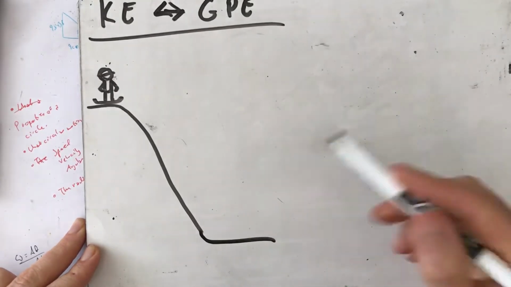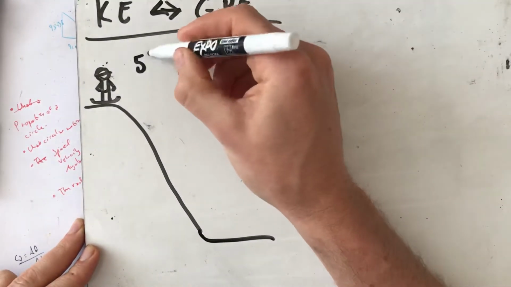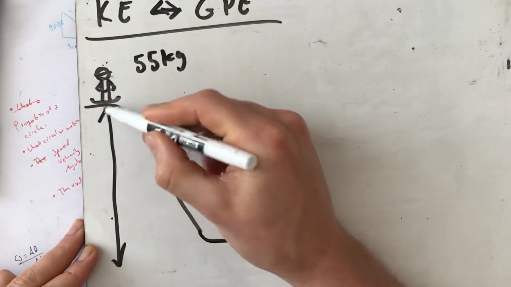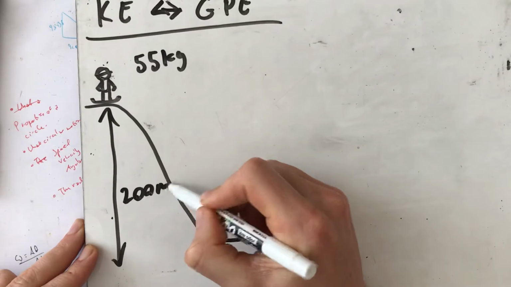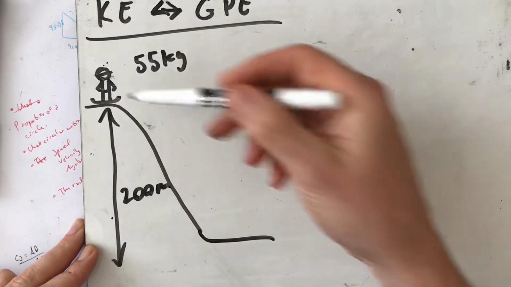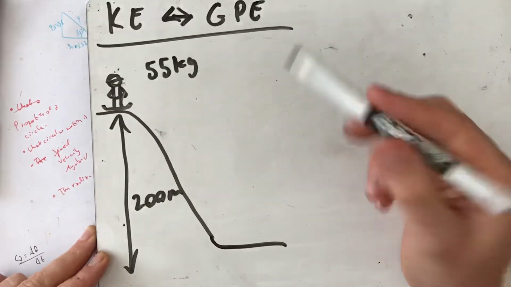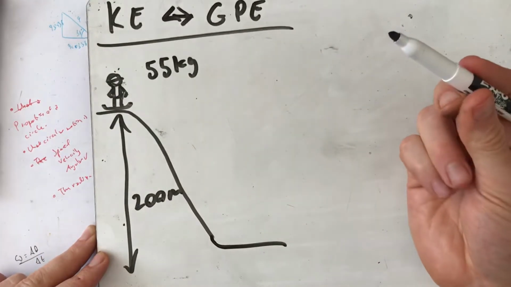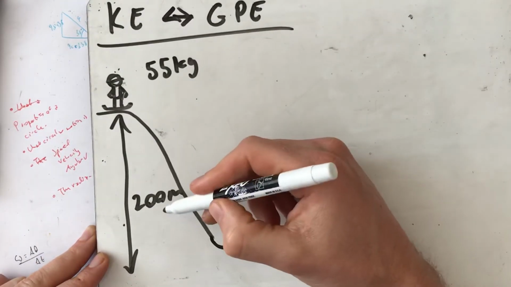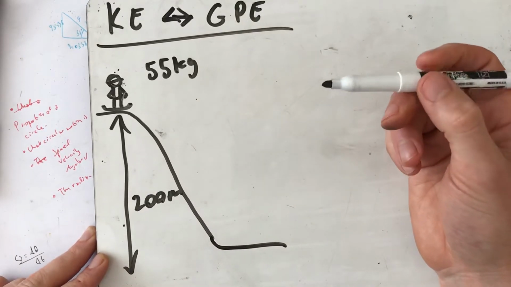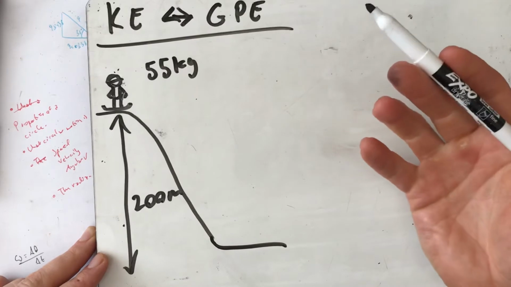We've got the mass of the snowboarder, 55 kilos, and the total height of the slope is 200 meters. Obviously not to scale, otherwise this guy would be about 20 meters tall. What we need to think about is what his speed's going to be at the end. We've got 55 kilos and 200 meters. Are we going to multiply them together? Well, no, that's not very useful, because multiplying mass by distance doesn't really get us anything useful at this stage.